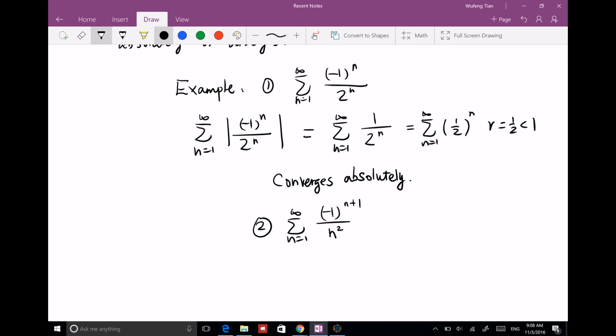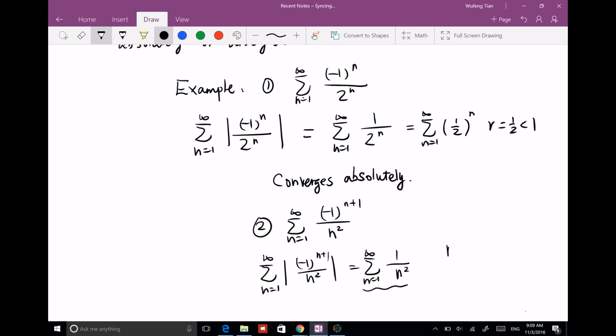It converges absolutely. Why? It becomes 1 over n squared. And why does 1 over n squared converge? Why does this series converge? The nth term test is 0. The nth term test is 0? No, the series.